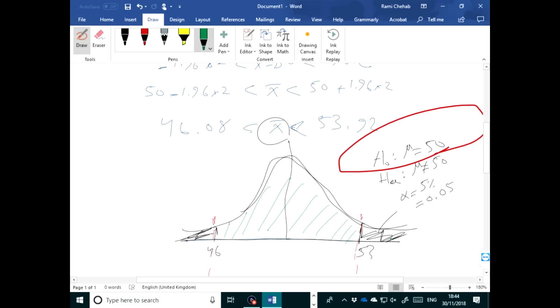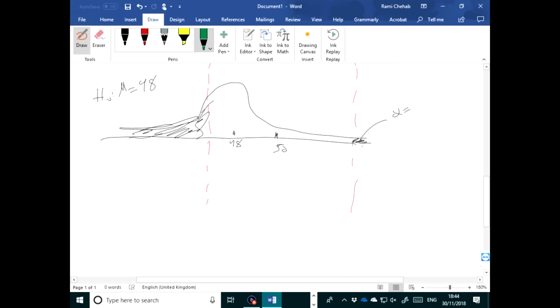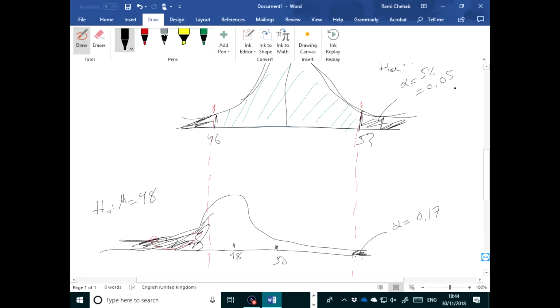Now this is the true distribution. This is where the distribution is coming from. But now we are assuming that the null hypothesis is mu equal to 48. If the null hypothesis is 48, this means that this calculated area, which is this region over here, if we calculate it, it turns out that alpha is 0.17, which is different from what it should be, right? What it should be is 0.05.